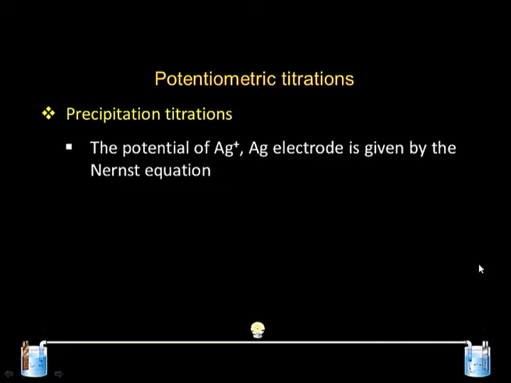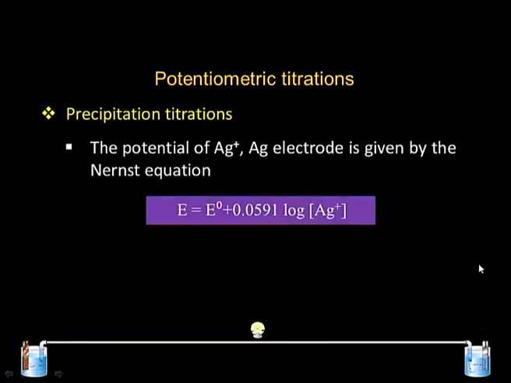The potential of the silver ion silver electrode is given by the Nernst equation, that is E is equal to E0 plus 0.0591 log silver ions. Let us now come to advantages of potentiometric titrations. Over classical visual indicator methods, there are many advantages of potentiometric titrations.